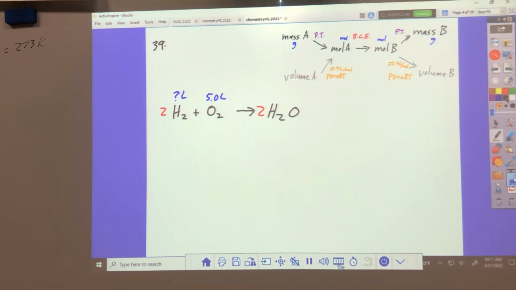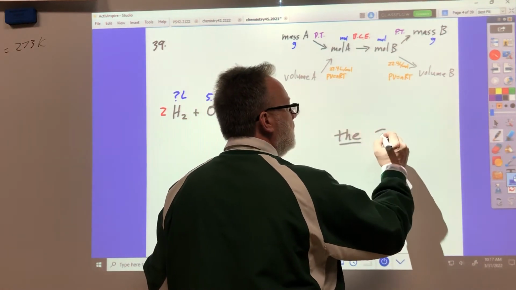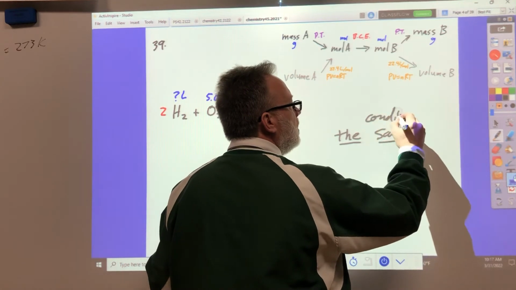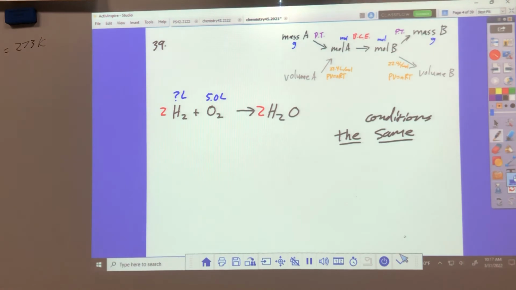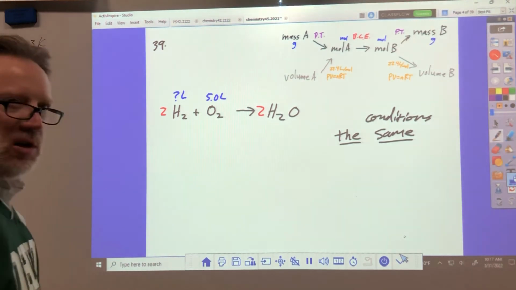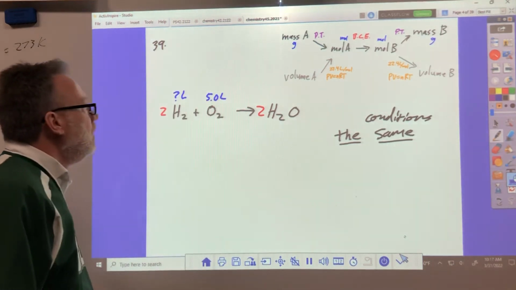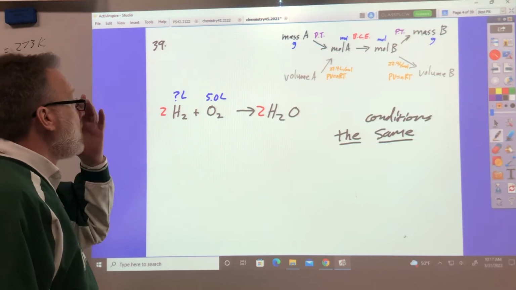As long as the gas conditions are the same. Now let's read that. It says nothing about the conditions changing. So we have to assume it's the same. They're going to change if you burn hydrogen with oxygen, bang.